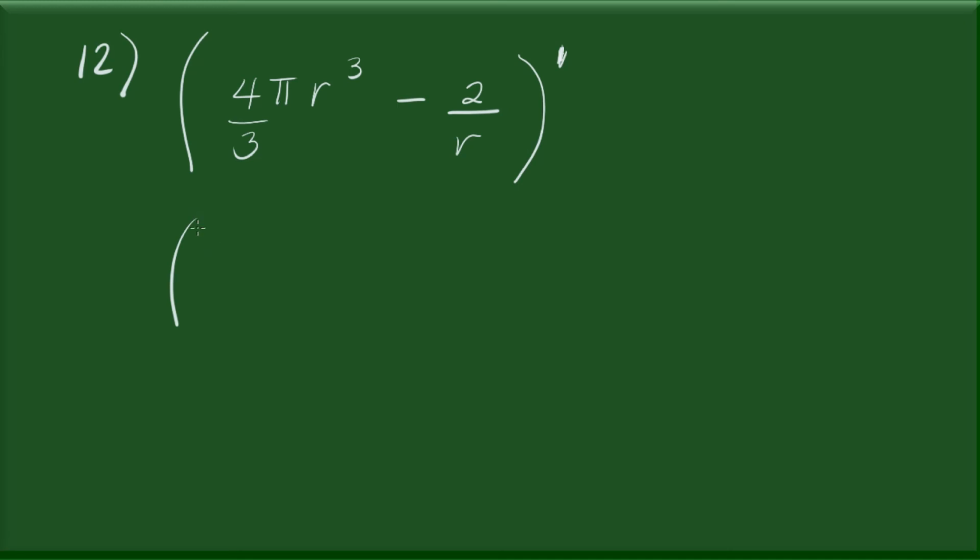Let's look at number 12. Let me show you the pi. Let's say you have 4/3 pi r cubed minus 2 over r, prime. Now the variable is r. So this is like x. The function is in terms of r. So use the power rule. We get what? 3, right?